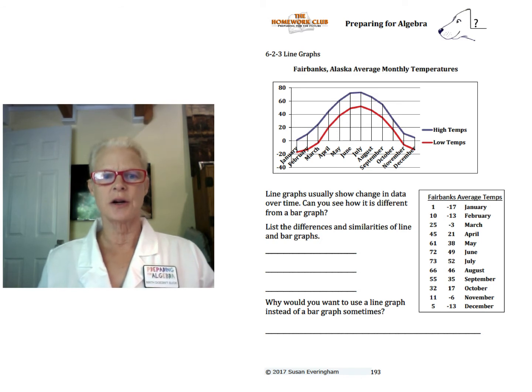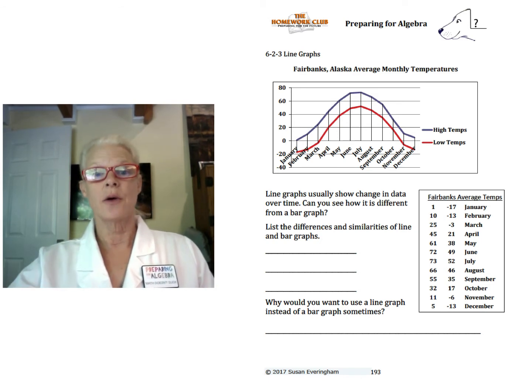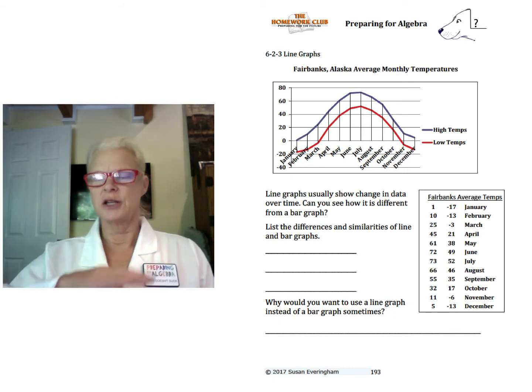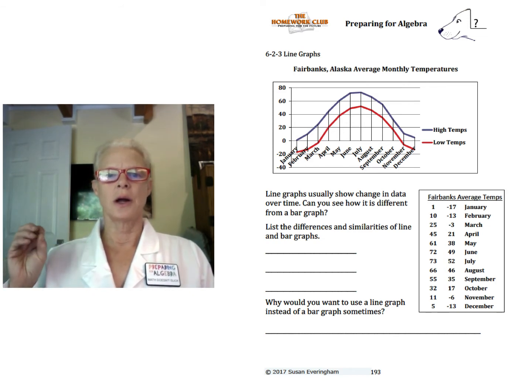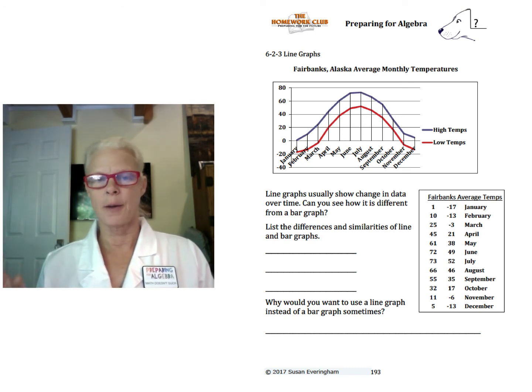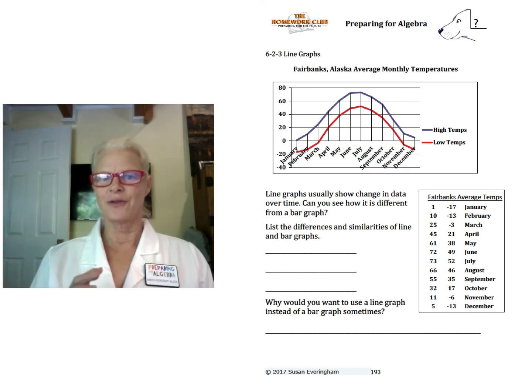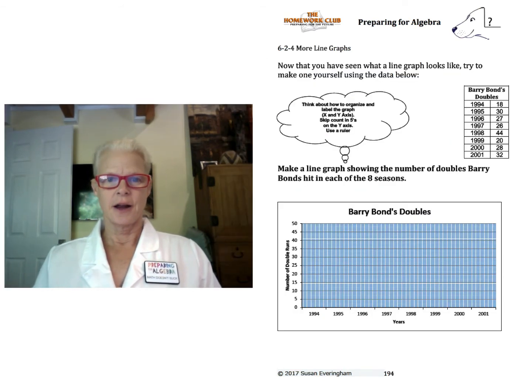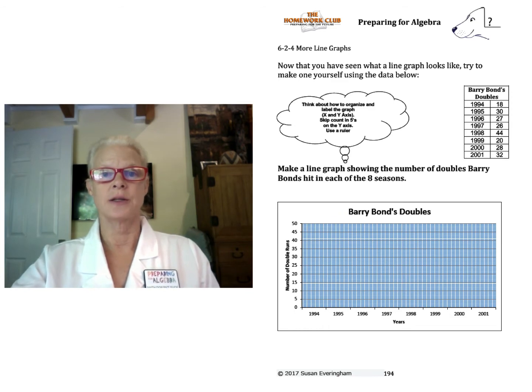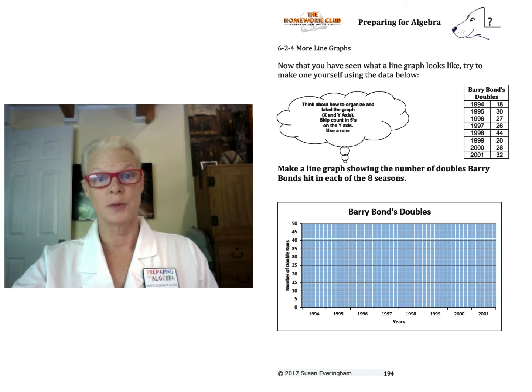One of the questions here is what's the difference between line graphs and bar graphs? Line graphs are used to display data that changes continuously over time. And bar graphs are used to compare facts, like how many people love cats compared to how many love dogs. So they're different things. You see the differences there. Let's go ahead and do the Barry Bonds 193, and we will move on to probability.